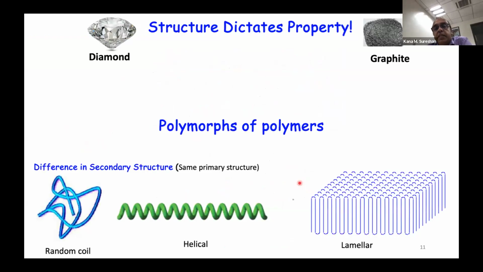Of course, structure dictates property. For example, the only difference between graphite and diamond is their packing, only how the carbon atoms are packed. So we thought we can pack polymers in different forms. Then we are going to get different properties from the same polymer.